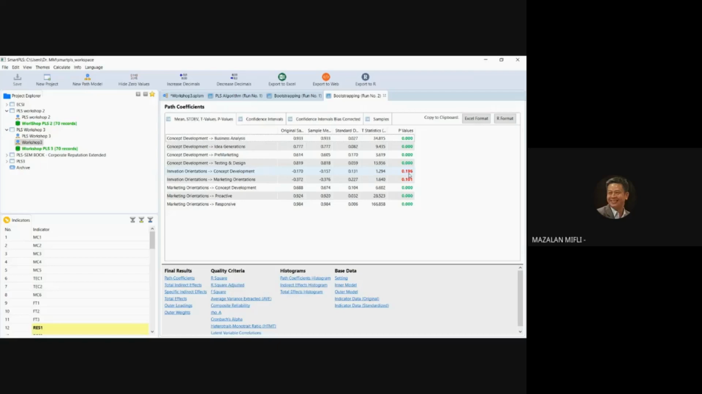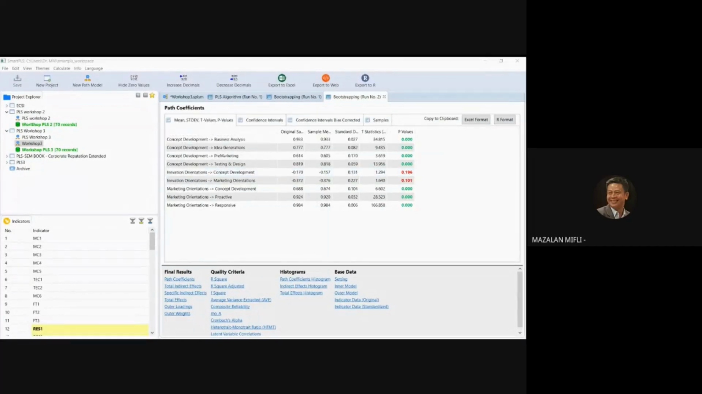So the original one is not significant. So if it's not significant, what does that mean? It means that you have a full mediation. If you have the path coefficients significant, say for example these are green colors, if it's significant, we are going to declare and report partial mediation. All right, so here we have a full mediation, and that's it. We are done.